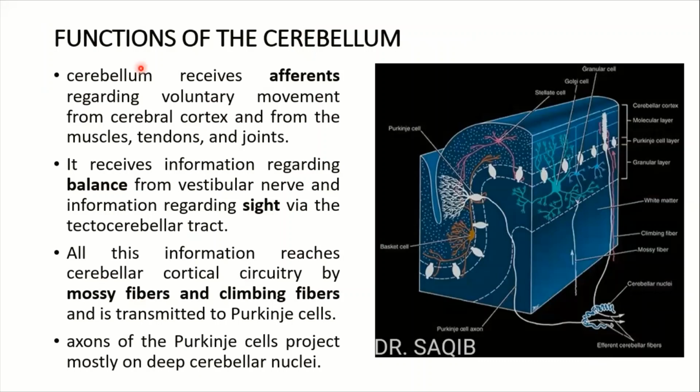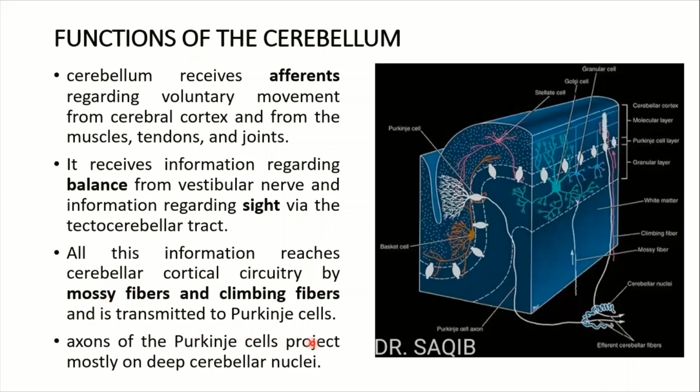The functions of the cerebellum continue. The cerebellum receives afferents regarding voluntary movement from the cerebral cortex and from muscles, tendons, and joints. It receives information regarding balance from the vestibular nerve and information regarding sight via the tectocerebellar tract. All this information reaches the cerebellar cortical circuitry by mossy fibers and climbing fibers and is transmitted to Purkinje cells. All these cells are mentioned and very well explained by me in my lecture on circuitry of the cerebellum. That is, I think, the third lecture, or second lecture.